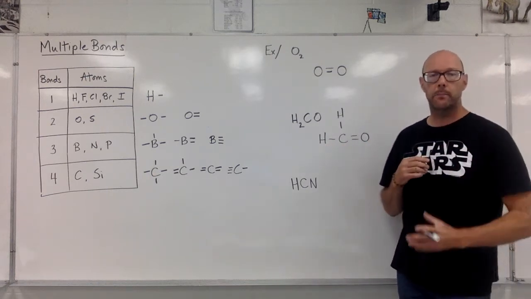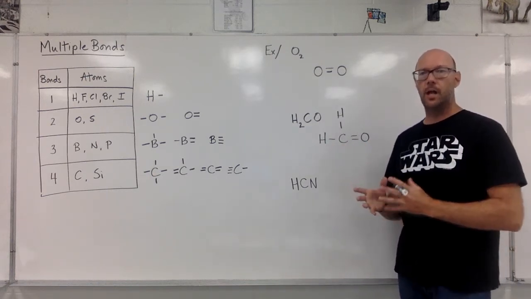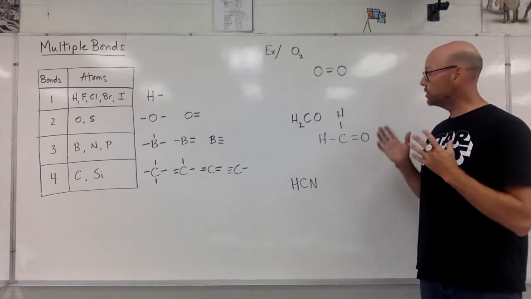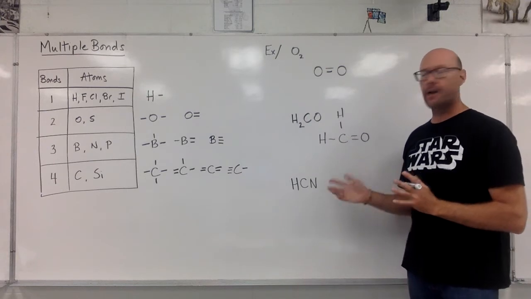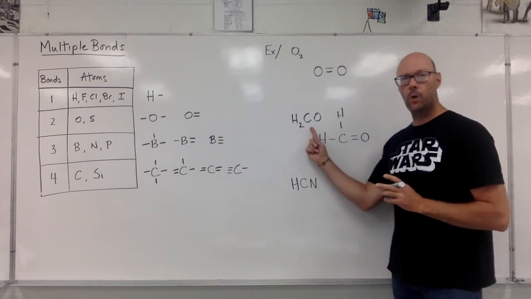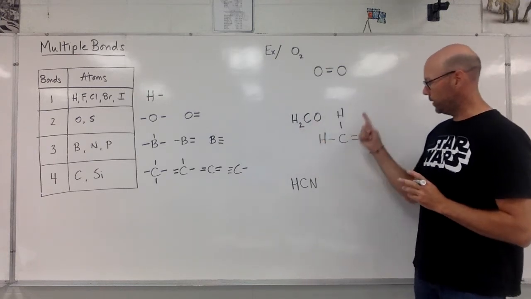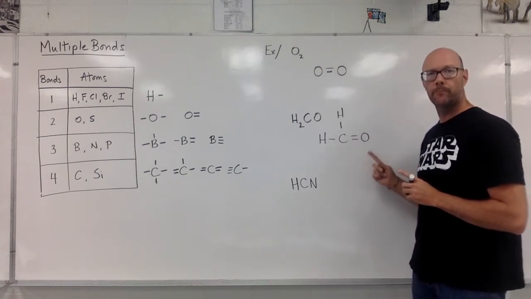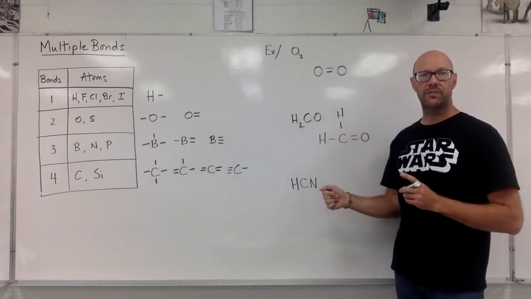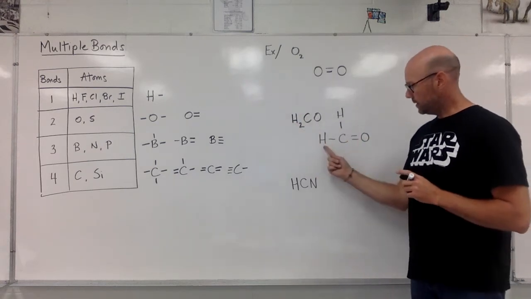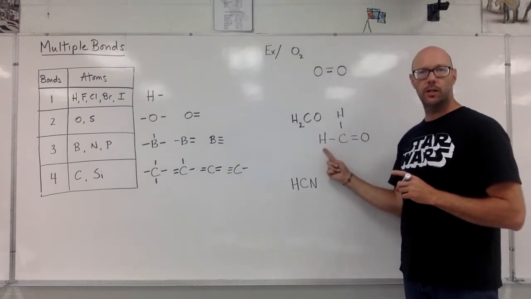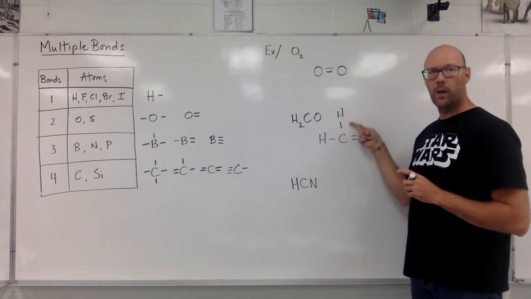You might try something first and have to erase it. You might try something again, but once you have something, just check to see, do you have the correct number of atoms? Are there two H's, one C, one O, two H's, one C, one O? Is that table over there satisfied? The table says hydrogen is going to have one bond. This hydrogen has one dash touching it. This hydrogen has one dash touching it.